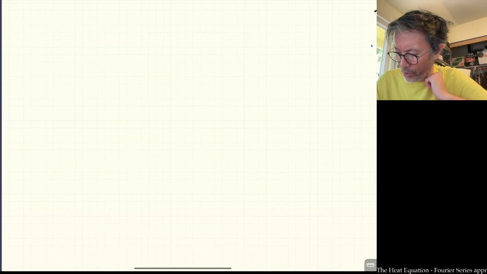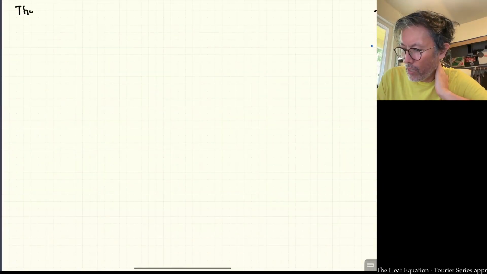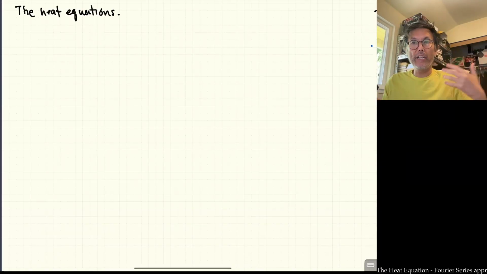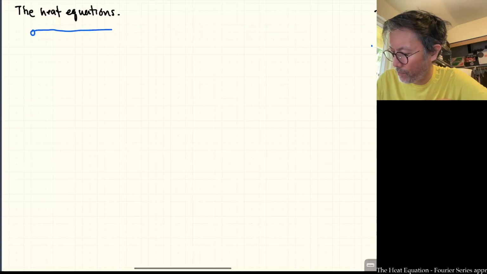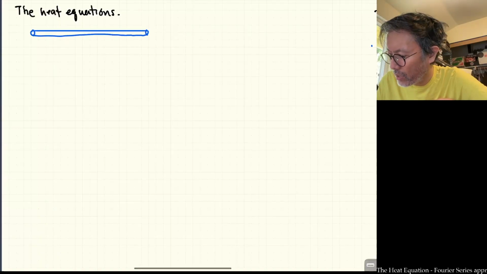So the heat equation is an equation which governs the dynamics of heat in a material. So you might imagine you have a heat conducting material like a metal bar or something like that. And for us, this bar is going to be one dimension in space. There are versions of the heat equation for higher dimensions.